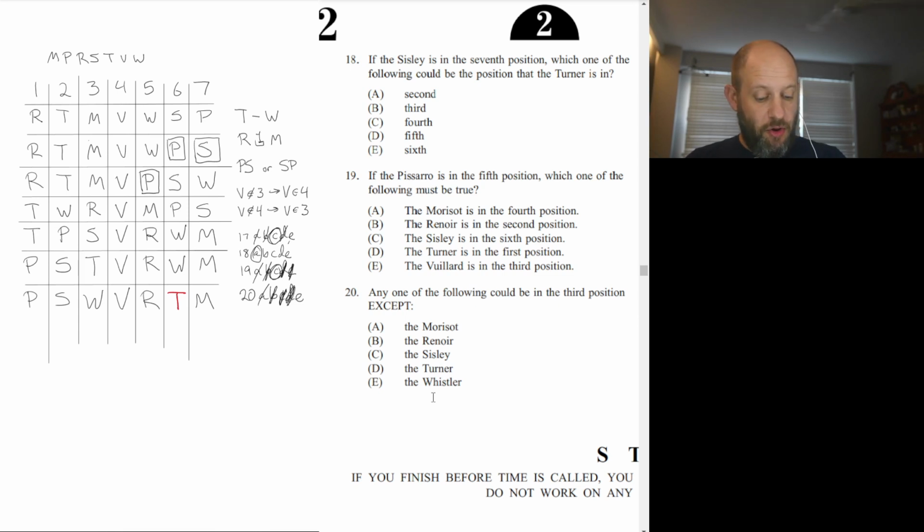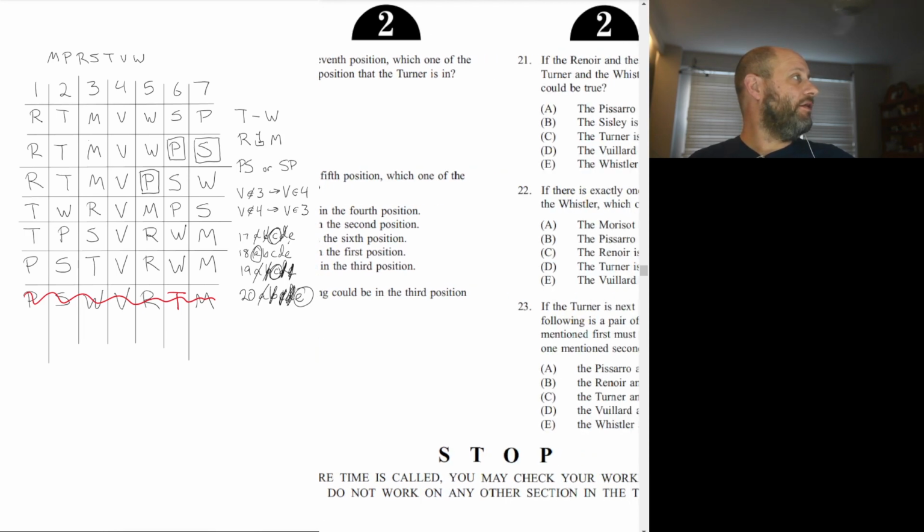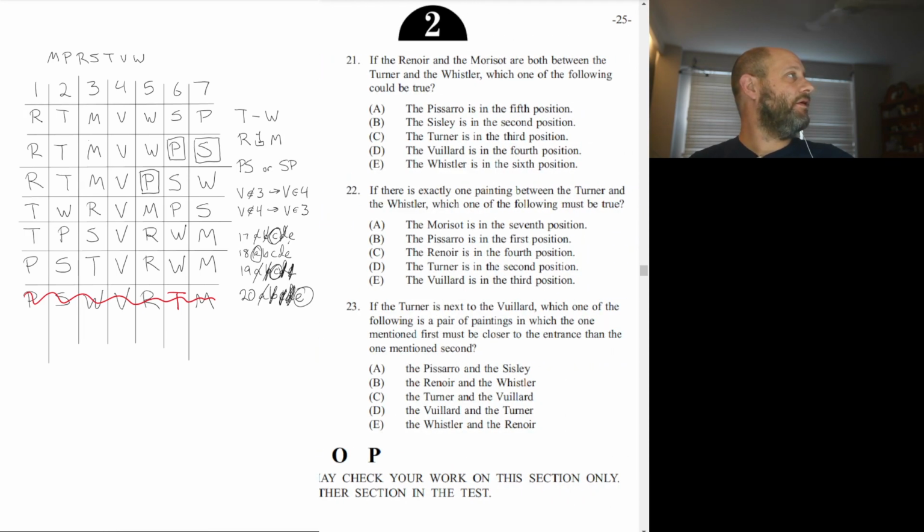And so I know that E is now my answer. I know that that solution breaks a rule. And I can move on to number 21. Let me scroll over to the other column of questions here. Okay, number 21. If R and M are both between T and W.